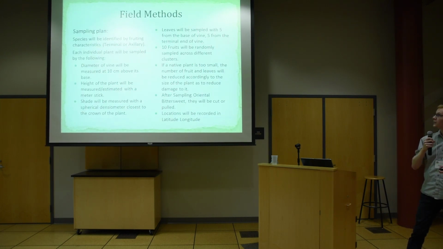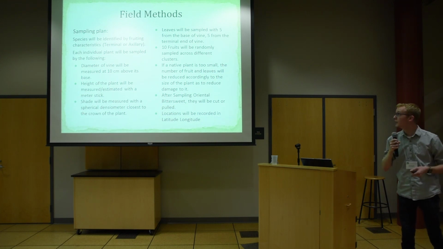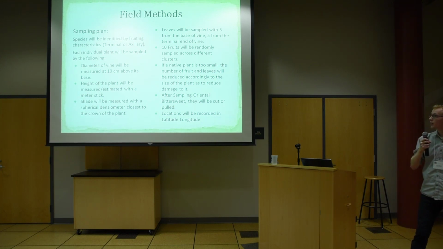So for my field methods, I'm just finishing up my sampling. Actually, after this talk, we're going to go investigate a local population of orbiculatus in this area. I'm going to be measuring the diameter of the vine about 10 centimeters above the base. Height of the plant will be measured, or estimated with a meter stick, because some reach significant heights, especially orbiculatus, I've noticed, which have reached much greater heights.